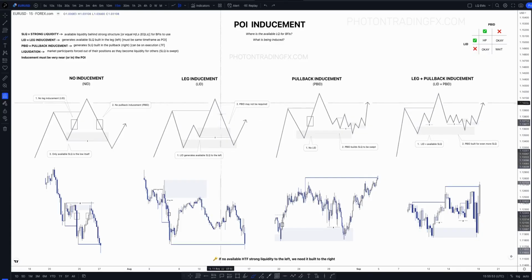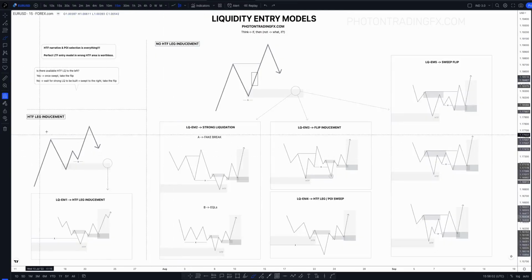Now, actually, what I will say is, back when we had this scenario and we're thinking about the higher time frame inducement, whether it's on the left or the right, and we got those four scenarios, there's an even slightly simpler way to think about it. When you're in a live market, it's really only two scenarios.